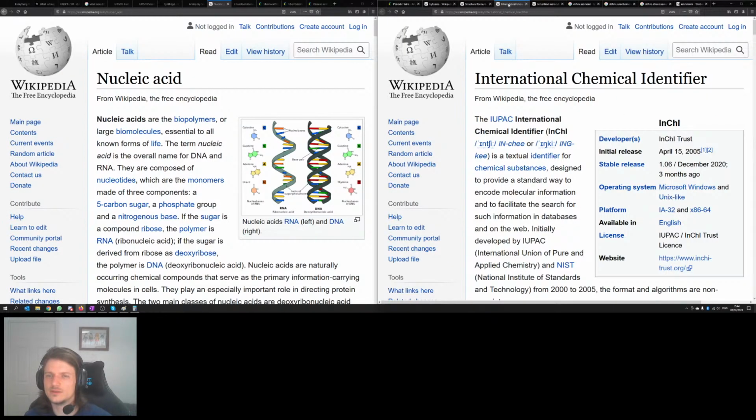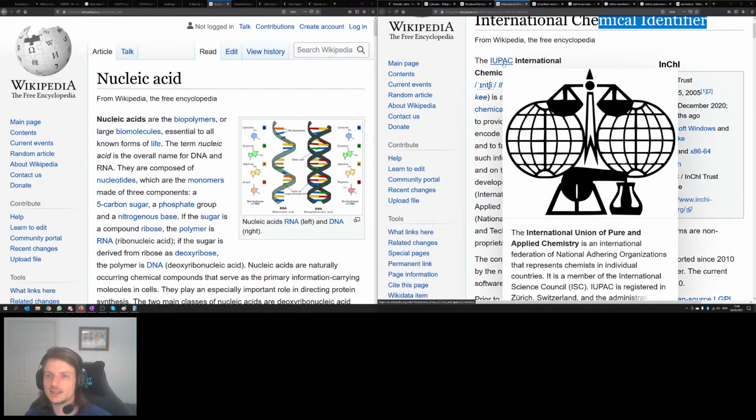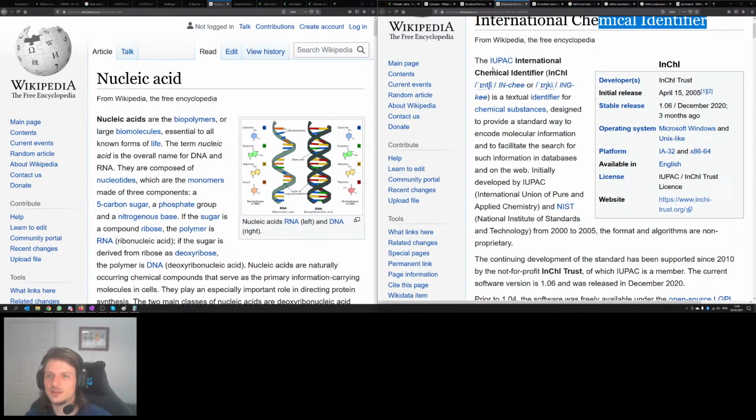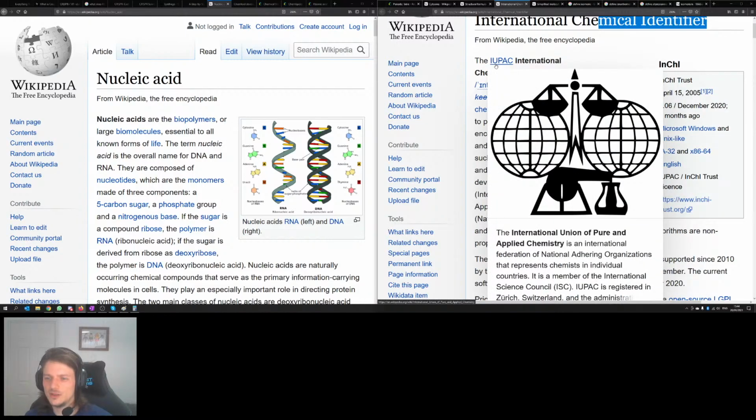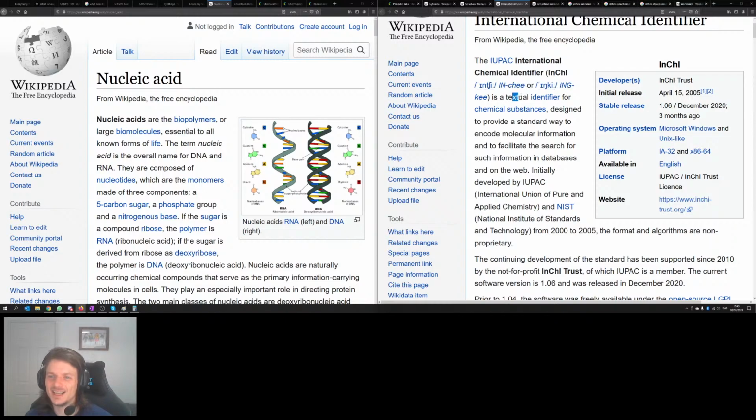Let's see this one. The International Chemical Identifier, the IUPAC, International Union of Pure and Applied Chemistry, okay, is a textual identifier for chemical substances designed to provide a standard way to encode molecular information and to facilitate the search for such information in databases and on the web. Initially developed by the Union and National Institute from 2000 to 2005, okay.